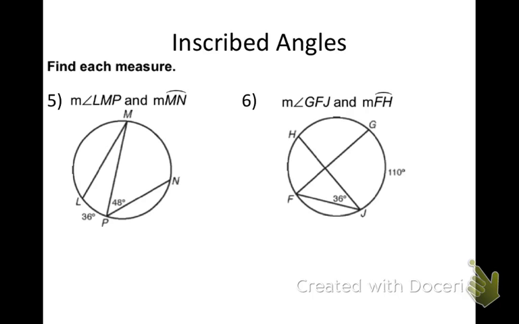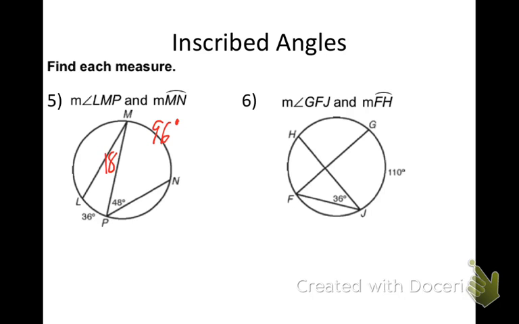Using these same types of problems, try numbers 5 and 6. Find the indicated angle and arc measures. Take a couple seconds to try these. Kind of impressed right there. All right, number 5, Prokopek, one more time. Angle LMP is? And then arc MN is?